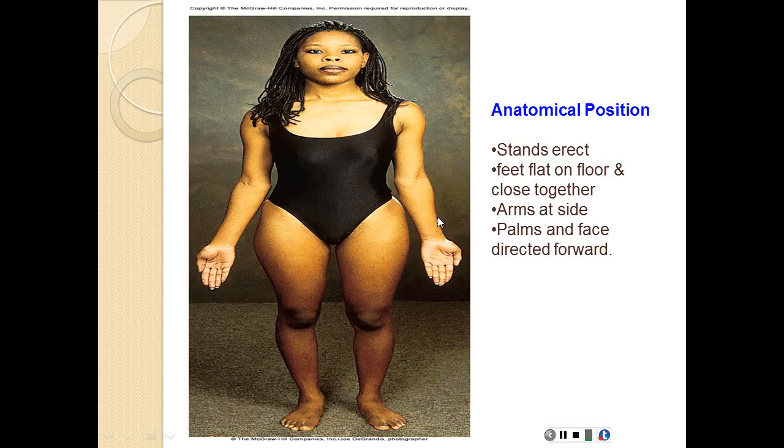So when we look at it, we see that the palms of the hands are facing directly forward. Her feet are forward, knees are forward, everything is forward. She's facing forward as well, and she's standing erect. And her arms are at the side. This is considered to be the anatomical position.